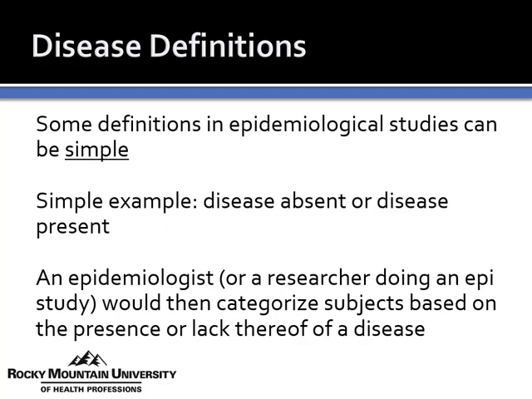Some definitions in epidemiologic studies can be simple. Simple example being the disease is absent or the disease is present. An epidemiologist or a researcher doing an epidemiologic study would then categorize subjects based on the presence or lack thereof of a disease.